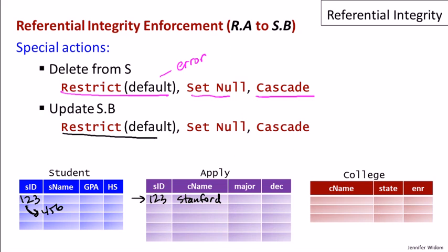So in this case, we change 1, 2, 3 to 4, 5, 6 in the student, and then we would change 1, 2, 3 over here to null. Probably the most interesting case is the cascade case for the update.